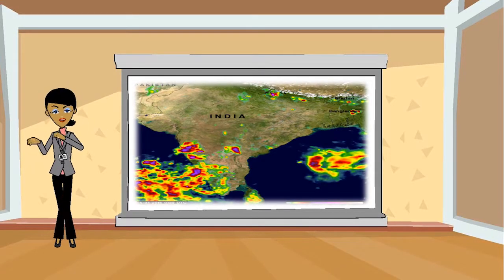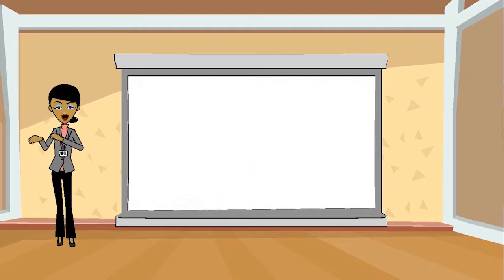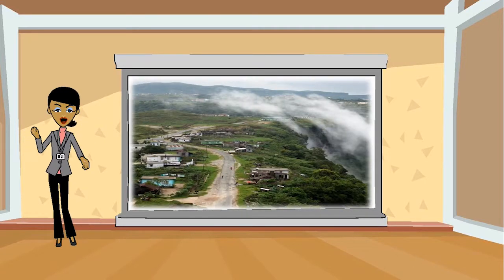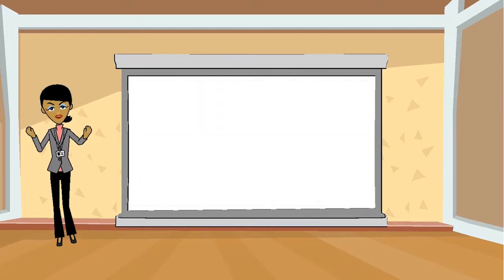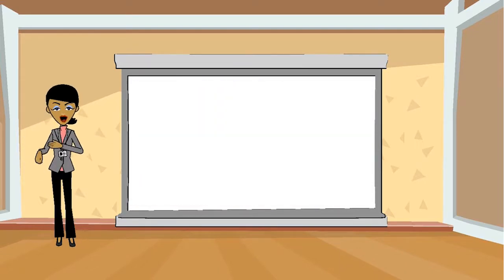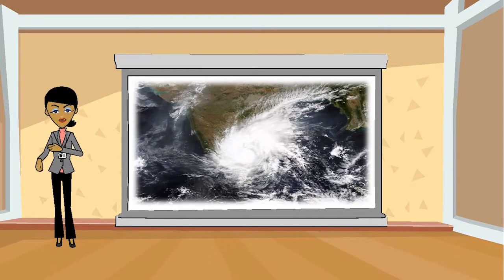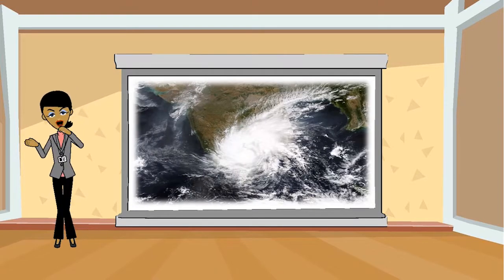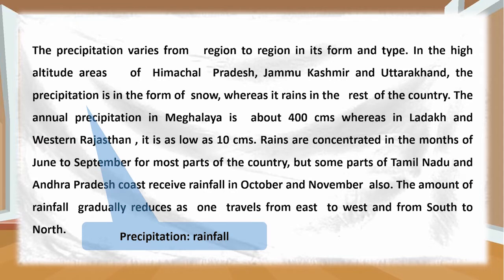The precipitation is also different from place to place in its form and type. Places in higher altitudes like Himachal Pradesh, Jammu and Kashmir and Uttarakhand receive precipitation in the form of snow, whereas the rest of the country receives rainfall. The annual precipitation also varies from place to place. Meghalaya receives 400 cm, whereas Ladakh and western Rajasthan receive precipitation of 10 cm.